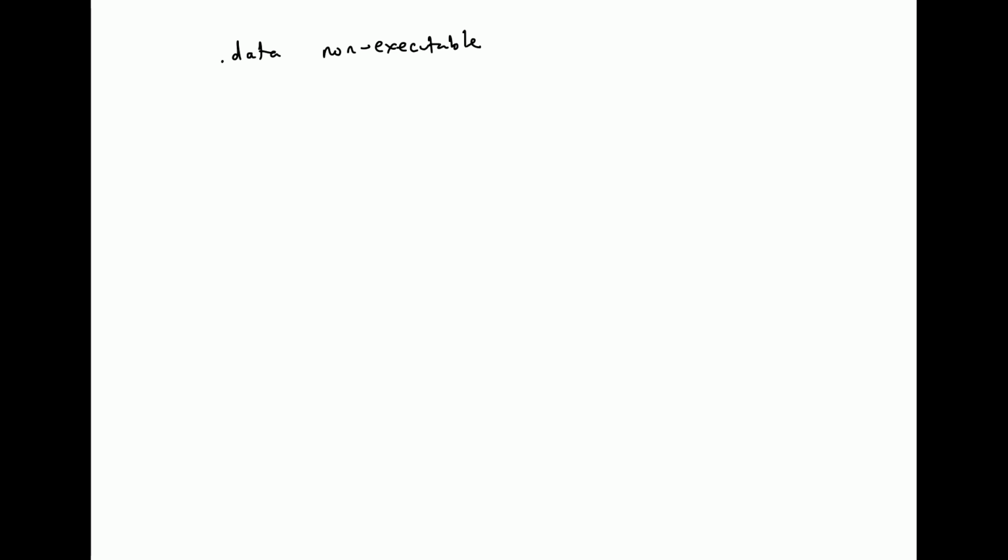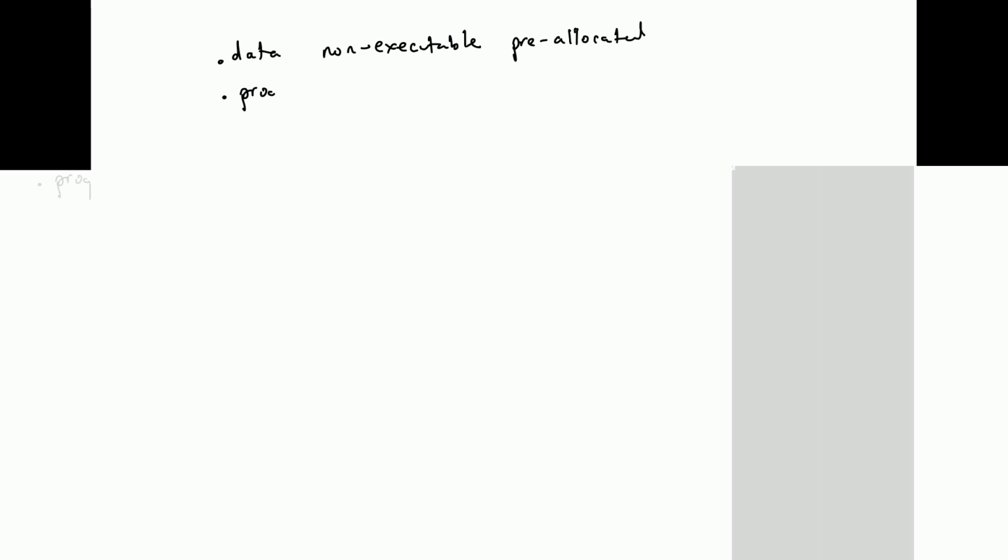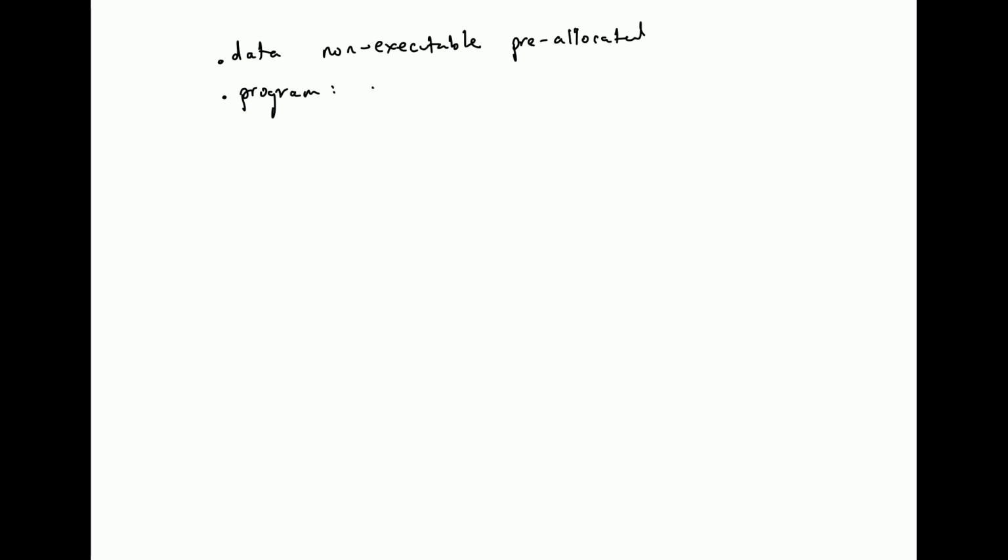And it's sort of pre-allocated. Okay, the text section is really where the program is. This is executable. It's also pre-allocated by the operating system. Right, the operating system puts your program in memory someplace. Okay, it's also read-only, generally.